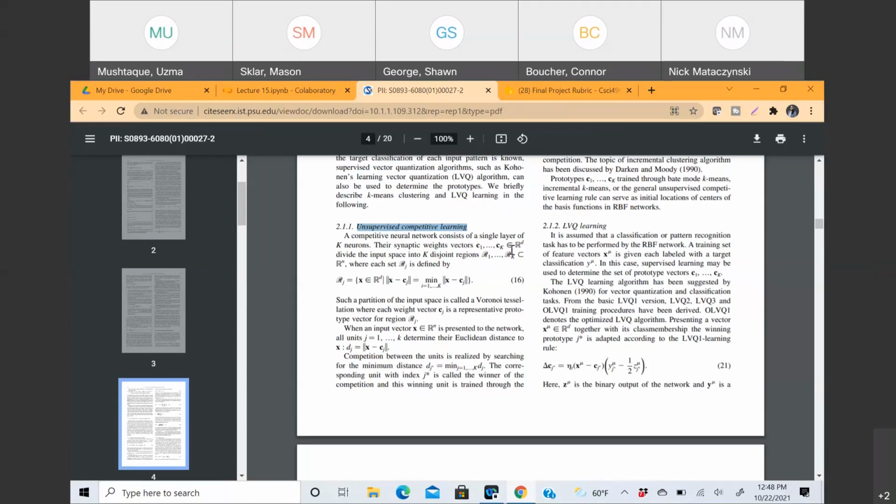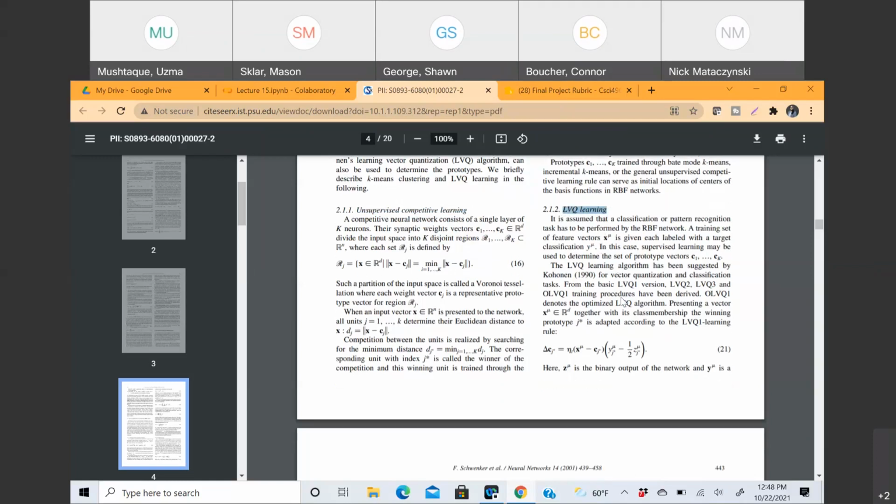give better results. And one I would definitely recommend everybody to read is this LVQ learning, in which they're using some ideas from the self-organizing maps that we talked about last time, and they are incorporating that into your radial basis functions. So different ways of training.